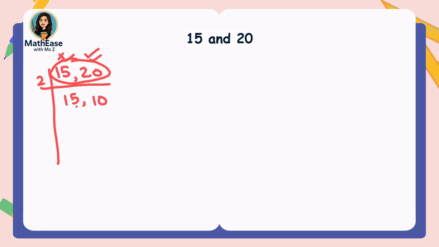Now we're left with 15 and 10. Are either of the numbers divisible by 2 again? Yes, 10 still is. So we're going to divide 10 by 2 and get 5. Once again, we'll write 15 as it is and write 5 next to it. Now neither of the numbers we have can be divided by 2. So let's move on to the next prime number, which is 3. 5 can't be divided by 3, but 15 can. So that's exactly what we're going to do.